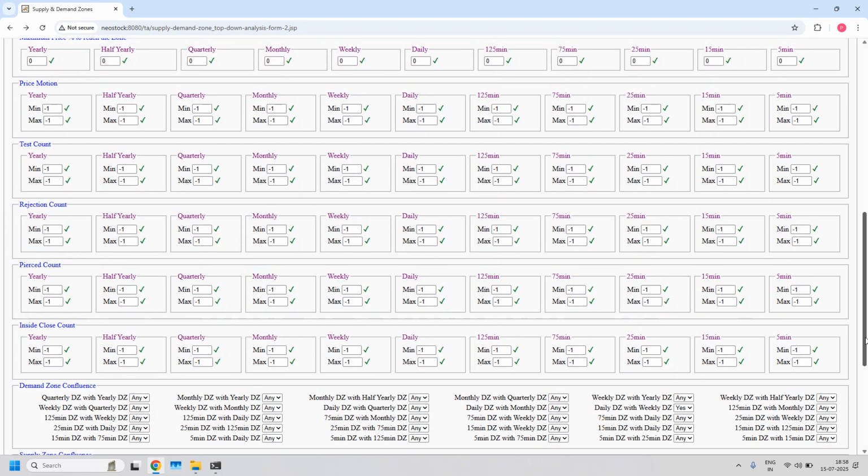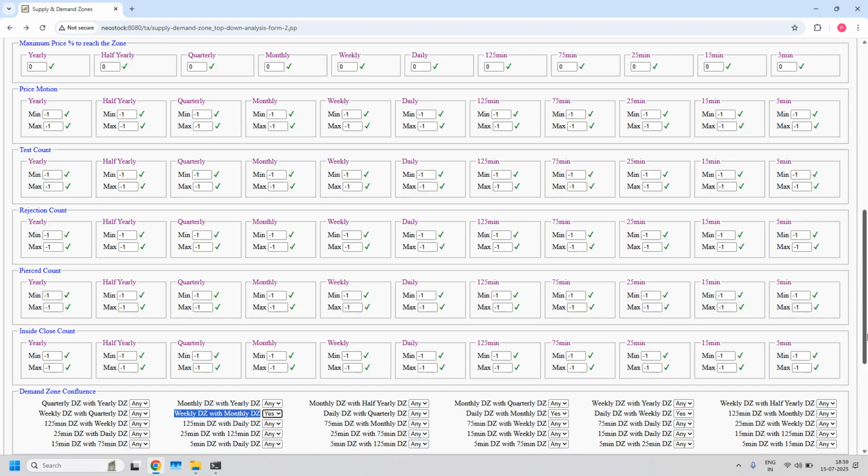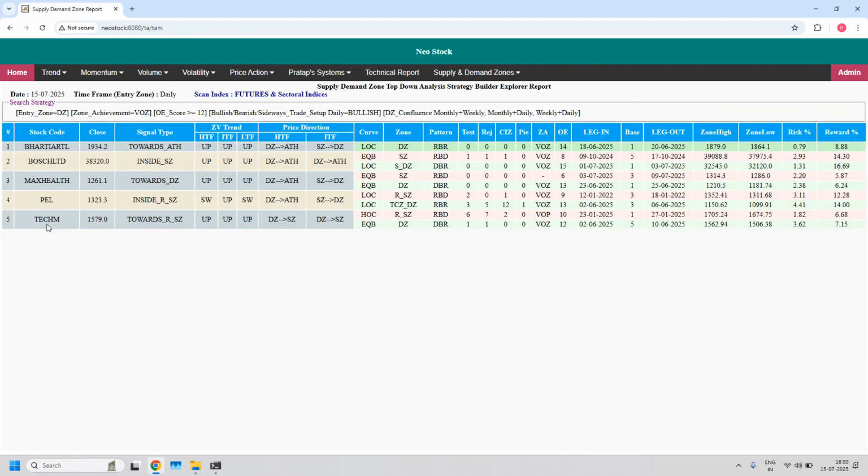So in the demand zone confluence, we have to set 3 filters. First filter, daily and weekly demand zone confluence. Next, daily and monthly demand zone confluence. And third one, weekly and monthly demand zone confluence. With all the 3 filters, we got 5 stocks.